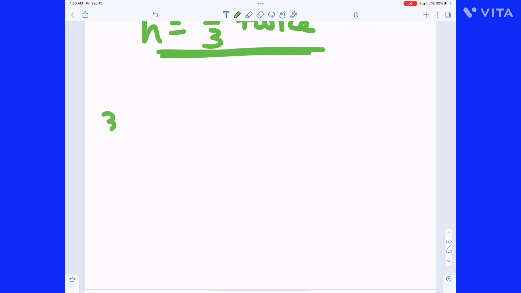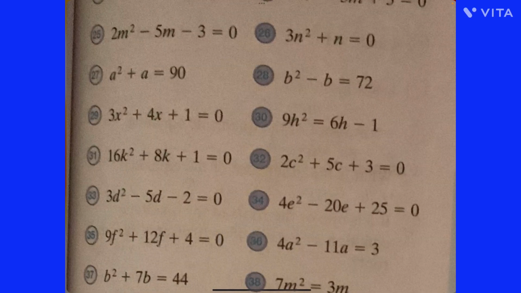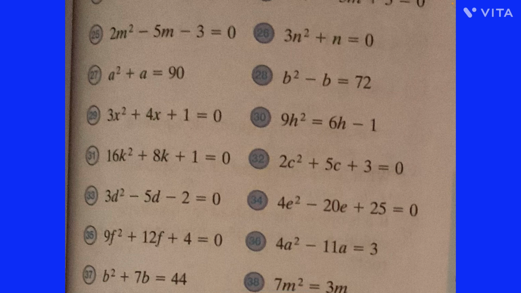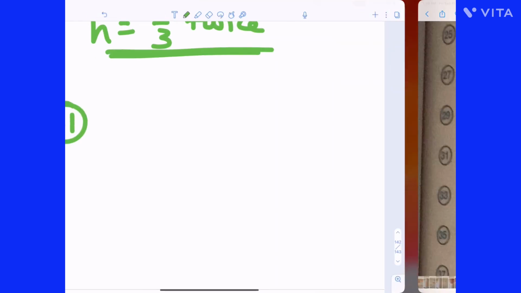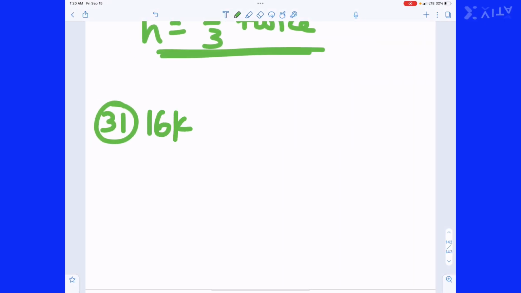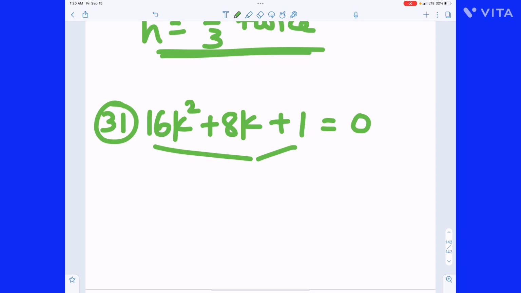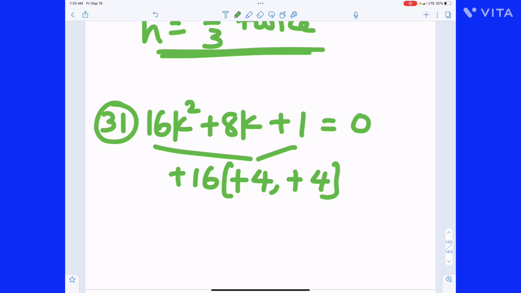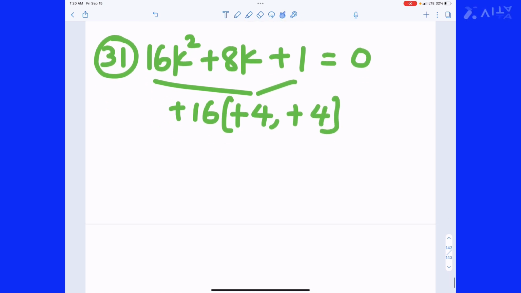Number 31 now. Question 31 says 16k squared plus 8k plus 1 is equal to 0. So multiply 16 by 1, you get plus 16. Two factors of 16 that will add to give plus 8 and multiply to give plus 16 are plus 4 and plus 4.